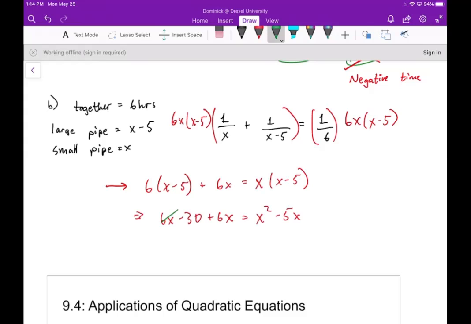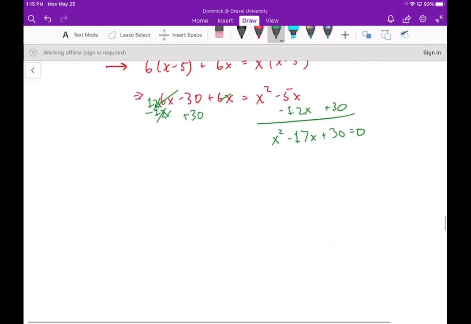Same as before, I can think of these as 12x, and then we'll move everything over. So then we get x squared minus 17x plus 30 is equal to 0. Let me give myself a little more room. So we can factor this as x minus 15 times x minus 2 is equal to 0, and we get that x is equal to 15 and x is equal to 2.